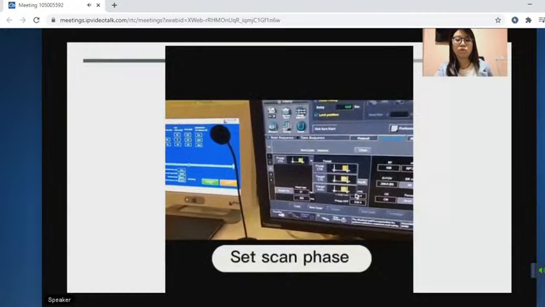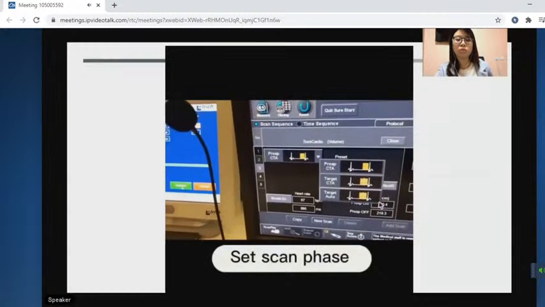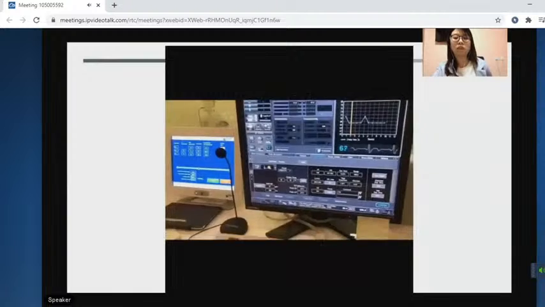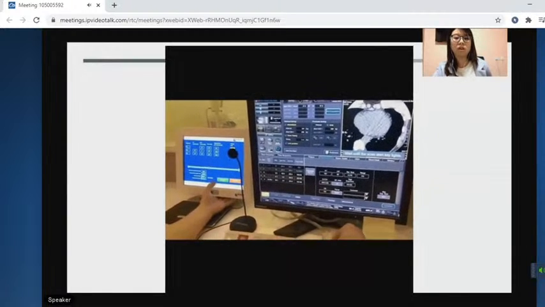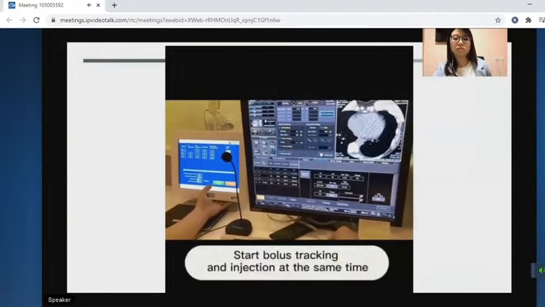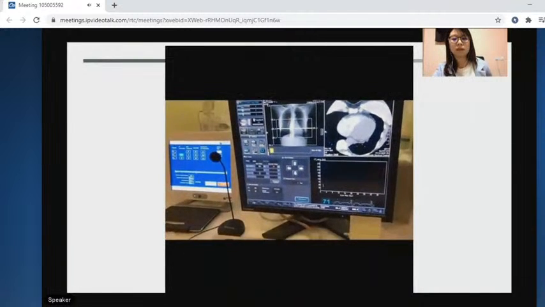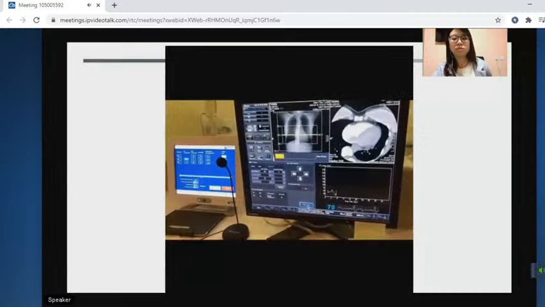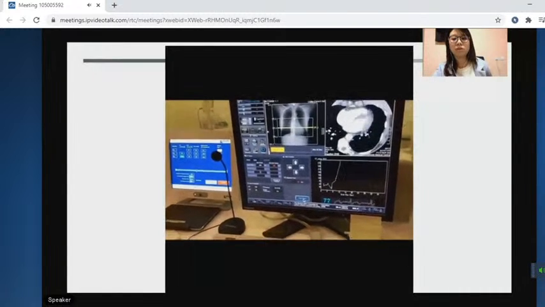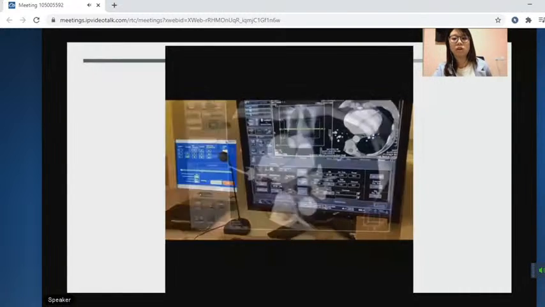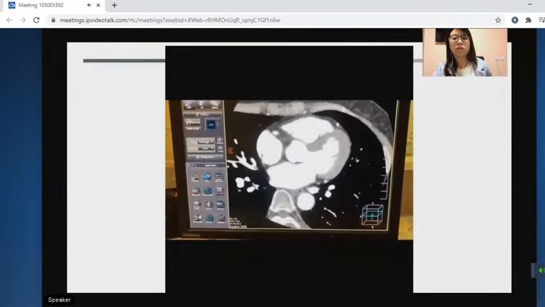And you can choose different modes to scan, but usually we'll choose prospective because there is arrhythmia rejection. And start the injection and scan together. We'll monitor. Once the ROI hits 300 Hounsfield units, it will automatically scan.